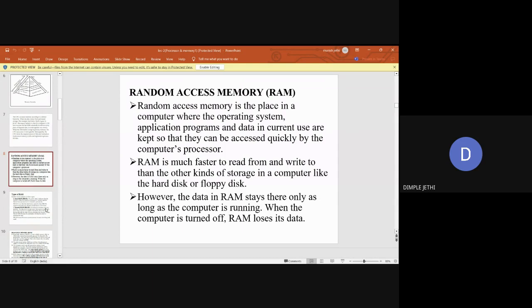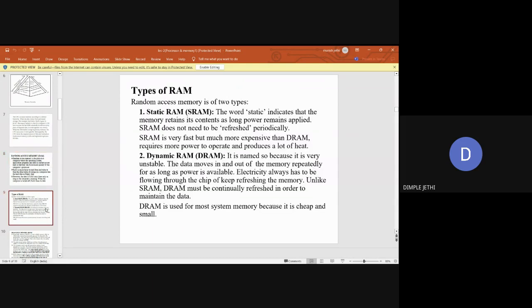So now we have the types of RAM. There are two types of RAM, SRAM and DRAM, that is, static RAM and dynamic RAM. What is the difference between them? The RAM we use in our system is dynamic RAM, and that is cheaper. Static RAM is expensive.